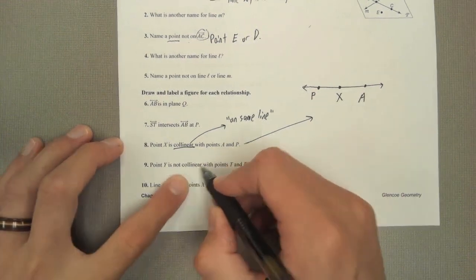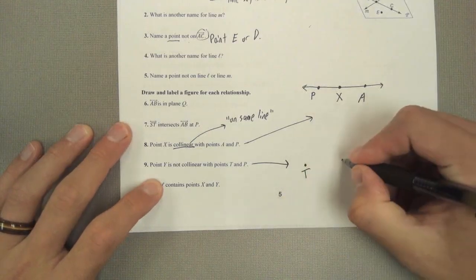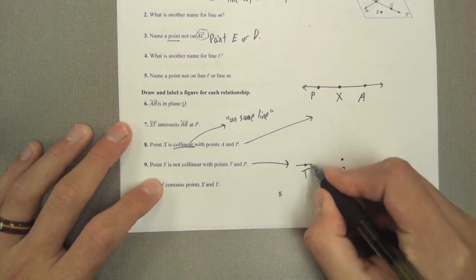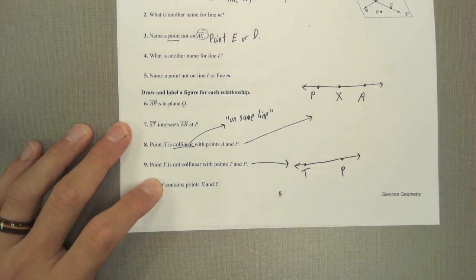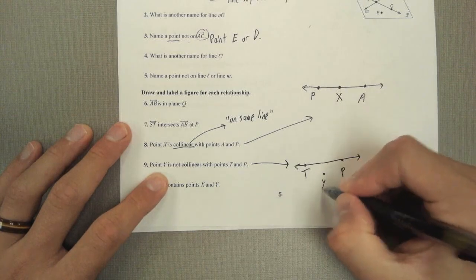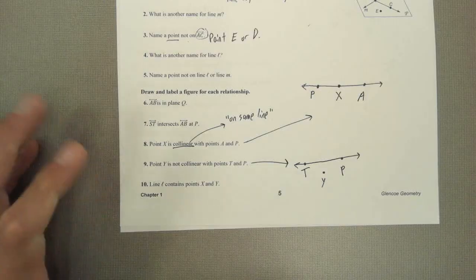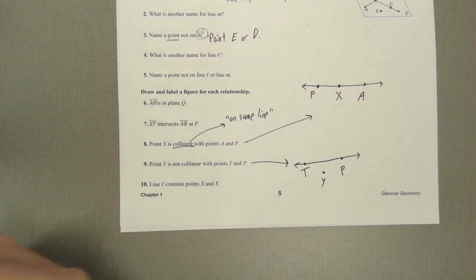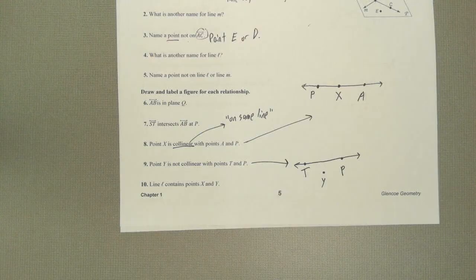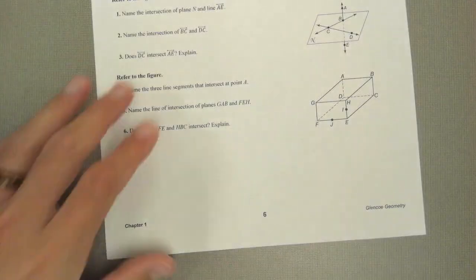Okay, point Y is not collinear with T and P. So let's make T and P a line. And then Y, it just is not on the line. So you can just put Y over here. So it's separate from that line. Okay, so it's all interrelated. So we're using different words for different points, different lines, different planes, and we're kind of seeing how they all interact. Okay, let's go to this next page.